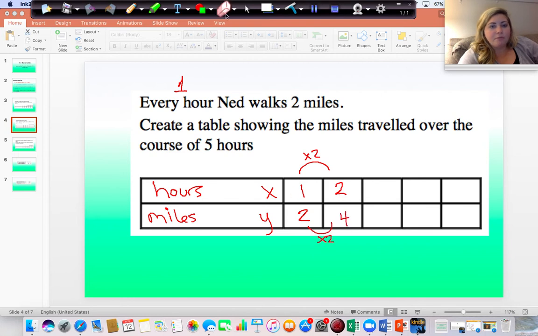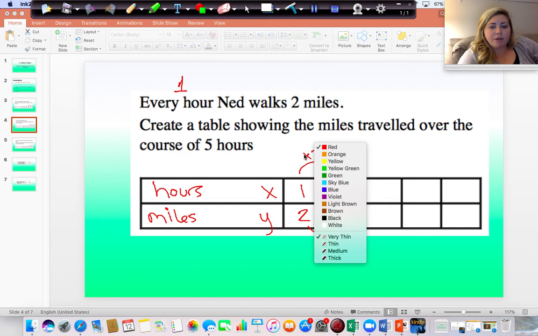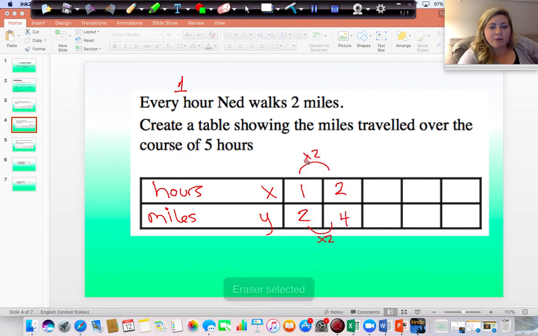Let's see if my eraser will work. It'd be better if I could erase this, but the eraser is hard to use. It doesn't always like to erase on here.